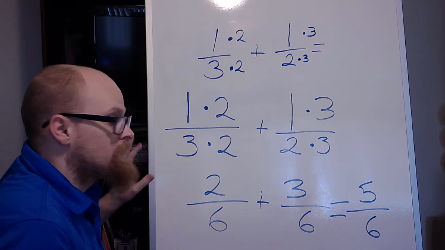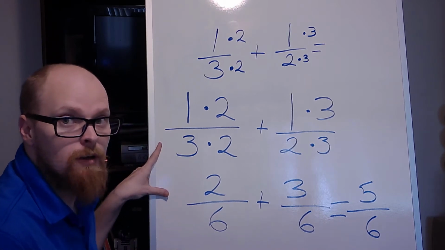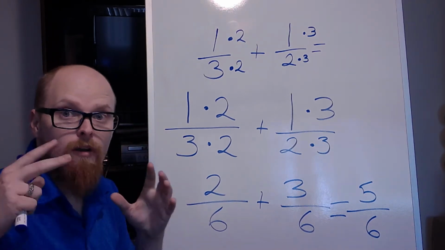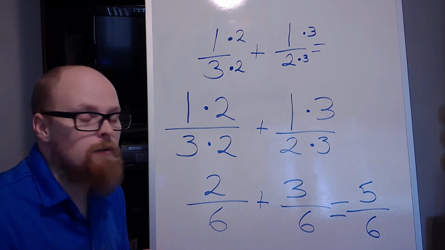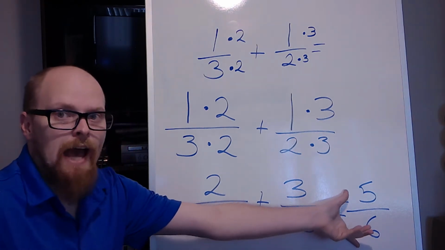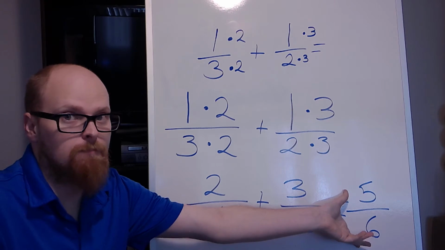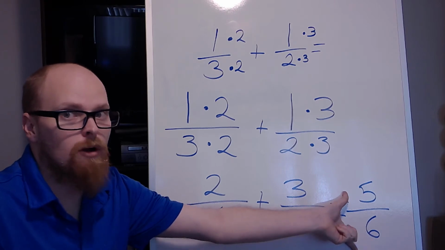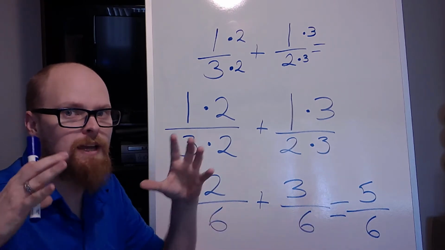This method is what's called the least common denominator. It will always give you the smallest possible denominator. When using this method, I do not have to simplify. Okay? That means this is going to be the smallest possible fraction I can get. I don't have to try and make it any smaller.